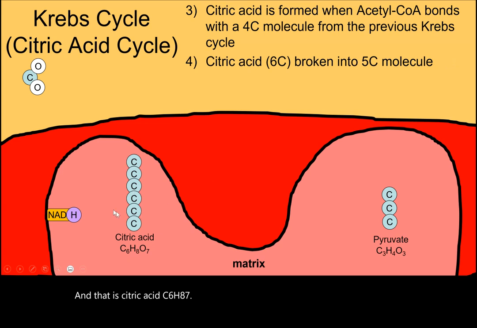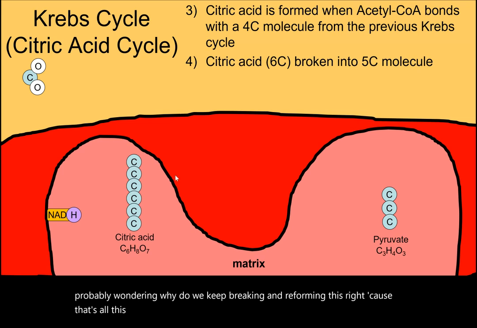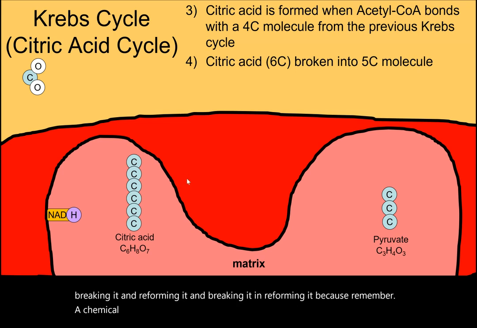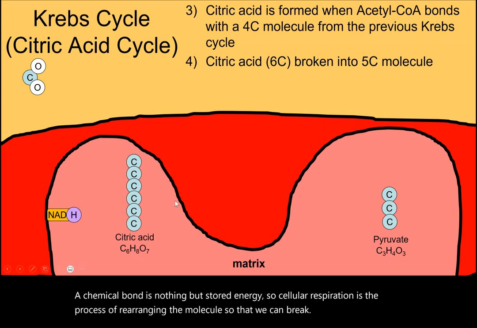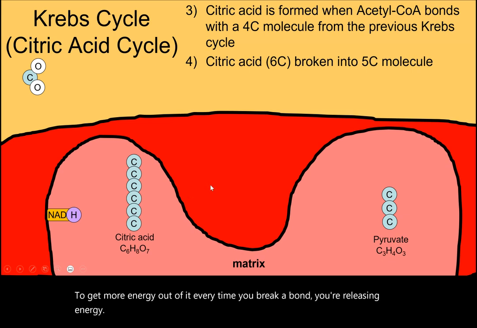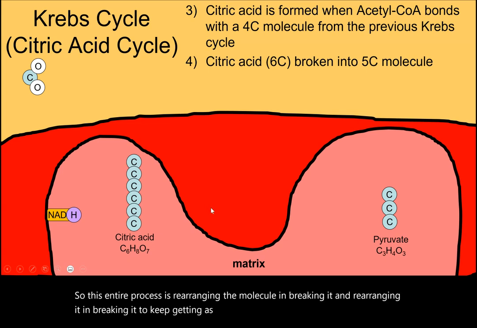Next, this molecule is going to be broken down into a 5-carbon molecule. Now, you're probably wondering, why do we keep breaking and reforming this? Because that's all this process is. We just seem to be taking a carbon compound and breaking it and reforming it and breaking it and reforming it. Because remember, a chemical bond is nothing but stored energy. Cellular respiration is the process of rearranging the molecule so that we can break it to get more energy out of it. Every time you break a bond, you're releasing energy. So this entire process is rearranging the molecule and breaking it, and rearranging it and breaking it to keep getting as much energy out of it as you can.